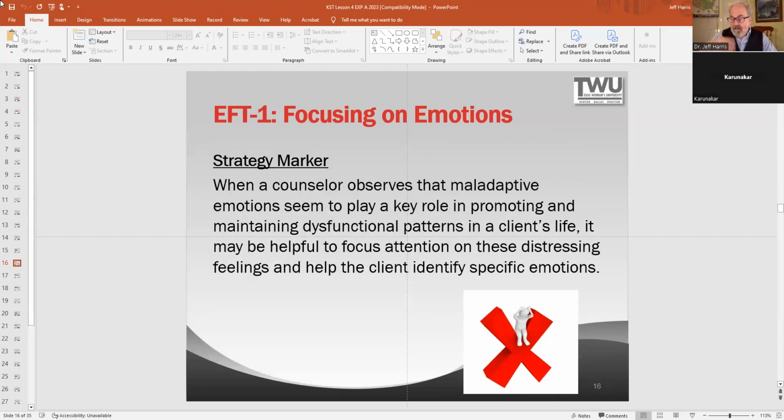So the strategy marker suggests when do we use a particular strategy. So when should we focus on emotions? When a counselor observes that maladaptive emotions seem to play a role in promoting and maintaining dysfunctional patterns in a client's life, it may be helpful to focus attention on these distressing feelings and help the client identify specific emotions. So often clients might say, I feel bad, or I feel upset, or I feel crappy. So in those cases, we want to identify specific emotions. Are you feeling angry? Are you feeling afraid?